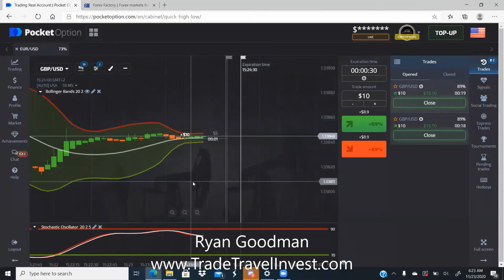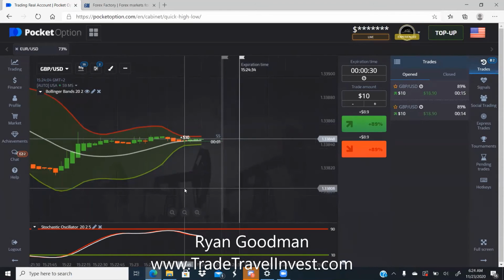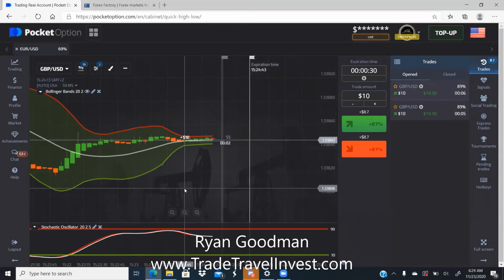Bollinger Band's got super skinny right here, so we should see that impulse break to the upside pretty soon. But as long as it stays right here, we'll be in profit and closing. Stay right there or keep going up.